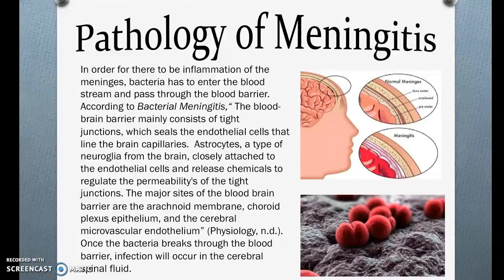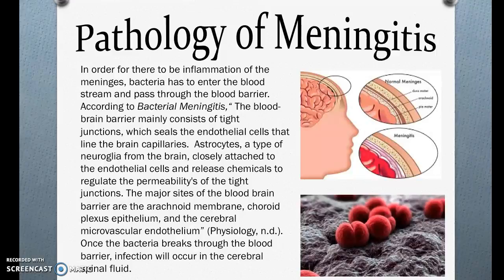Pathology of meningitis: in order for there to be inflammation of the meninges, bacteria has to enter the bloodstream and pass through the blood barrier. According to bacterial meningitis, the blood-brain barrier mainly consists of tight junctions, which seal the endothelial cells that line the brain capillaries. Astrocytes, a type of neuroglia from the brain, closely attach to the endothelial cells and release chemicals to regulate the permeability of the tight junctions.